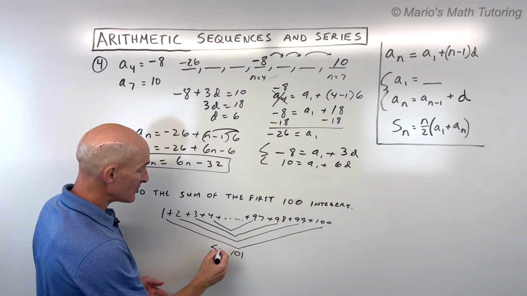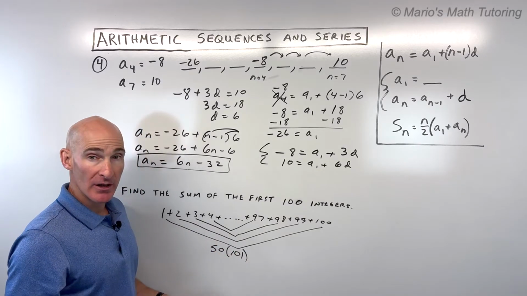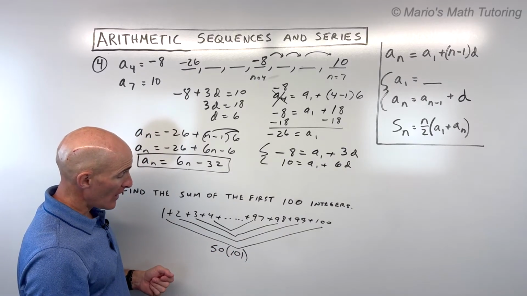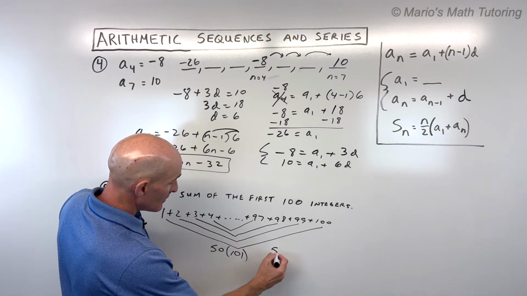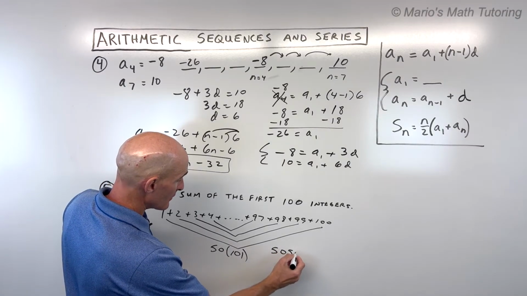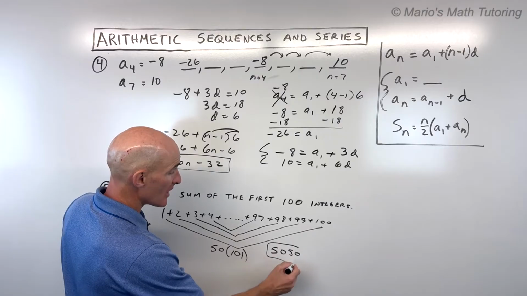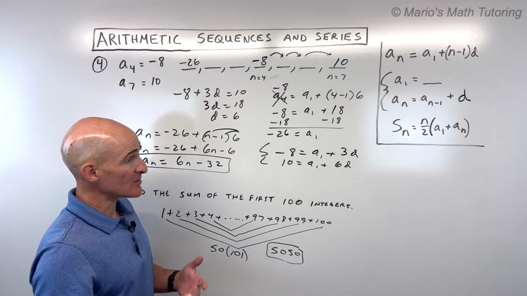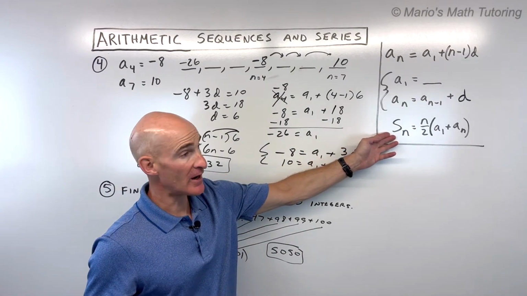So there should be 50 101s. So if we multiply these together, we should get 5,050. So that would be your sum. Now, that gives us some insight into where this formula here for finding the sum comes from.